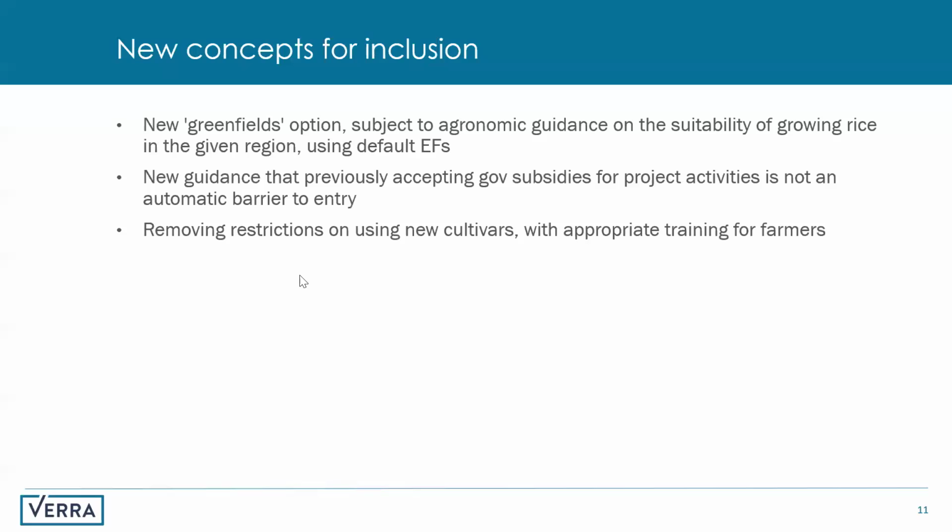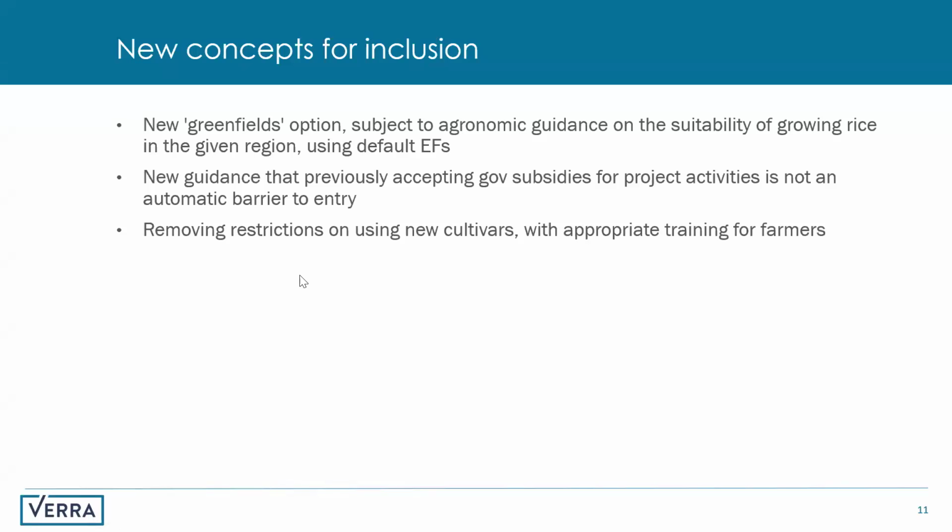Thank you. So first dot point here, a few newer concepts for inclusion. We're looking at a greenfields option. By greenfields, we mean the introduction of rice cultivation, where rice was perhaps not cultivated on that specific farm immediately prior to the project. So we'll be exploring whether it's reasonable to include an option for new rice farms.